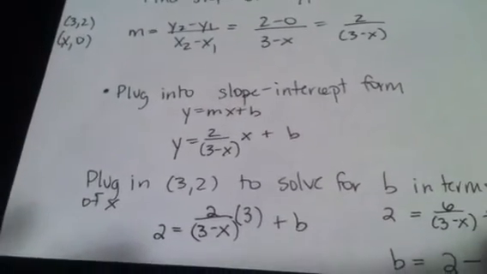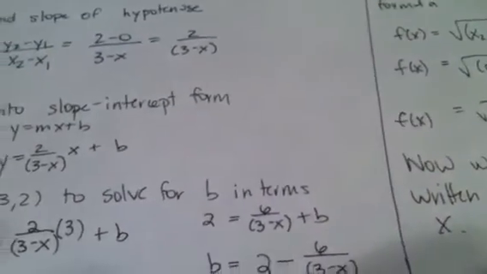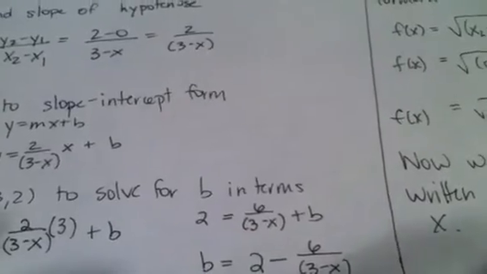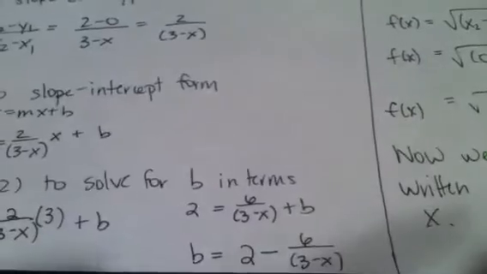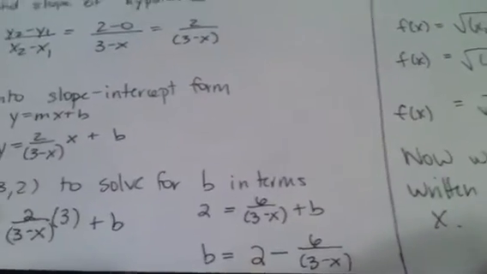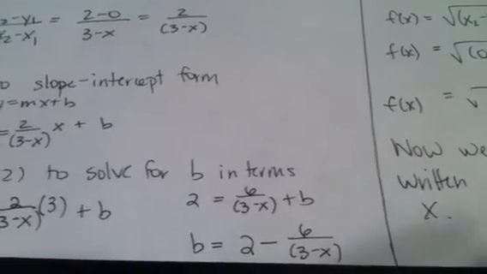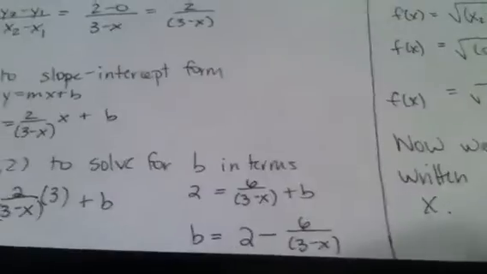Since that's a fraction, we're just going to multiply across with the numerator, which leads me to this right now: 2 equals 6 over the quantity 3 minus x, plus b. Then we can just subtract that quantity to the other side and solve for b. b is going to be the y-intercept, and that is 2 minus 6 over the quantity 3 minus x. So I can really write that as a point. It's kind of messy, but it can still be written as a point.